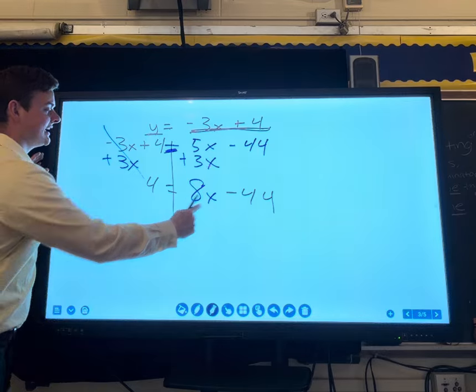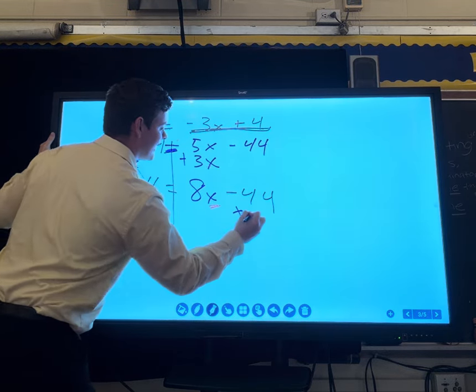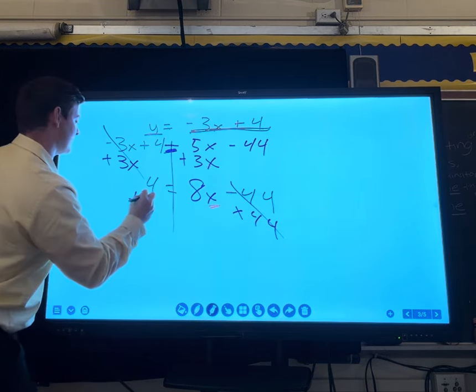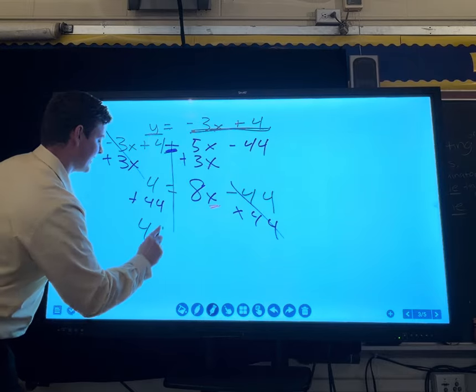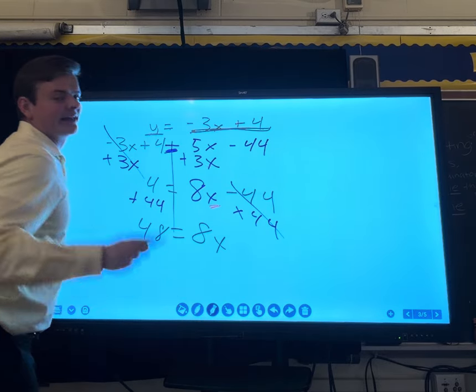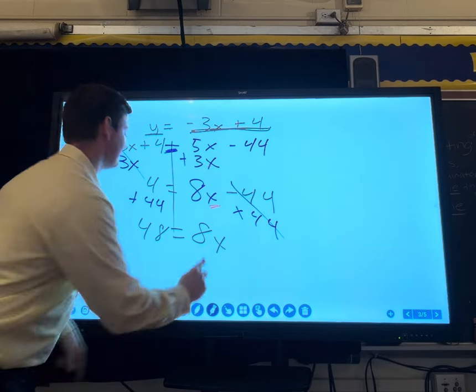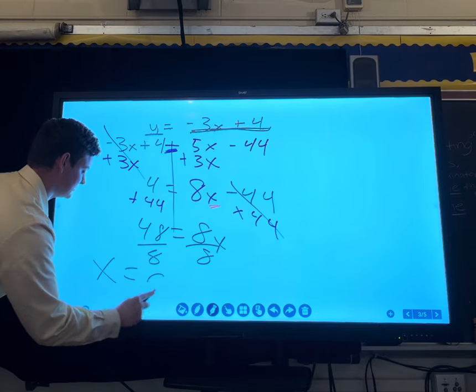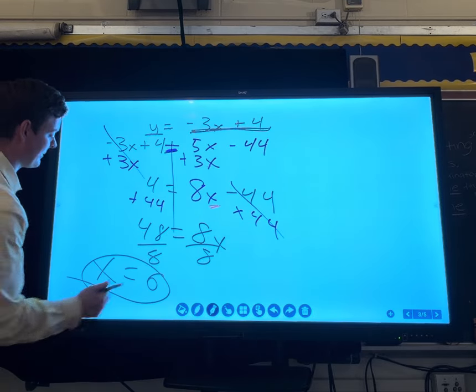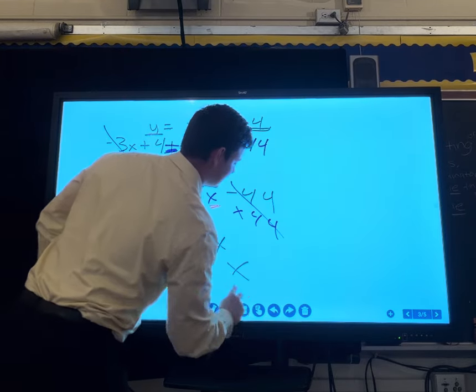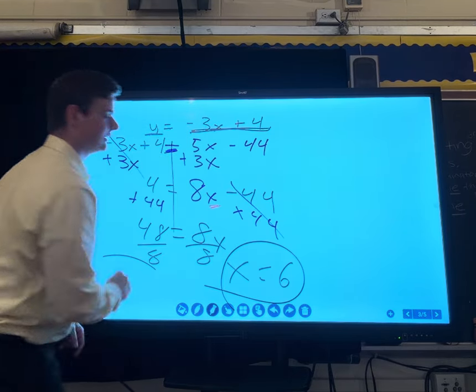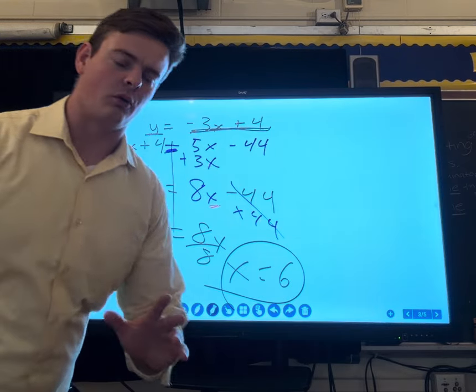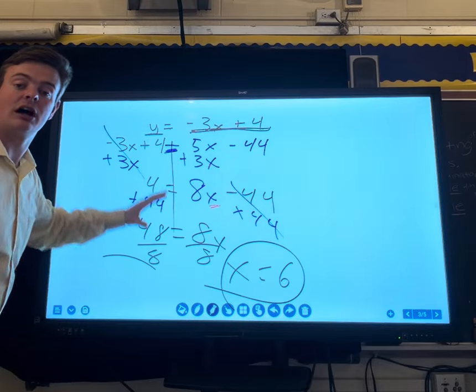To solve this, I need this x by itself. I add 44. I add 44. I get 48 equals 8x. The x is not by itself. There's an 8 in front of it. Divide 8. Divide 8. X equals 6. Let me write that a little better. X equals 6. Cool. Just solve for x.